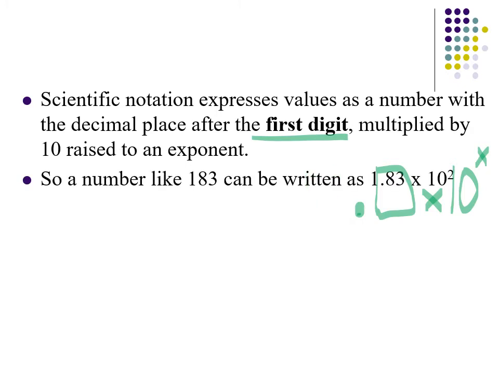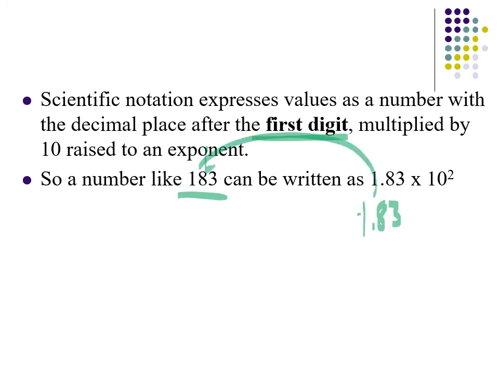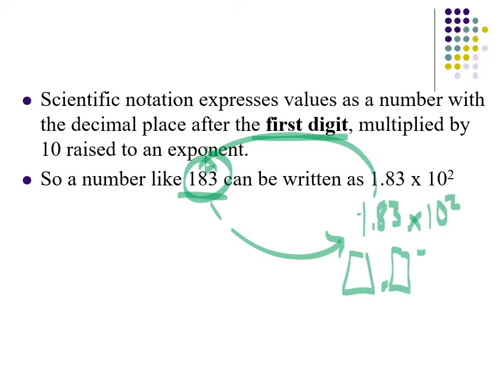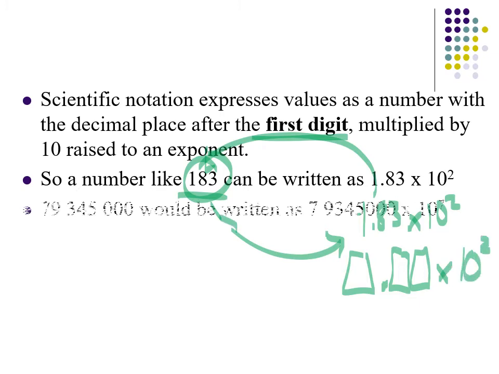So for example, we could express 183 as 1.83. In order to get 1.83 to actually be equal to 183, we would have to multiply by 10 two times. Multiply by 10 once, you get 18.3. Multiply by 10 again, you get 183. So we're expressing that number as a digit, decimal place, and then however many digits we need to get to the amount of significant digits it has, and we multiply by 10 to the whatever times it takes to get back to the original number.